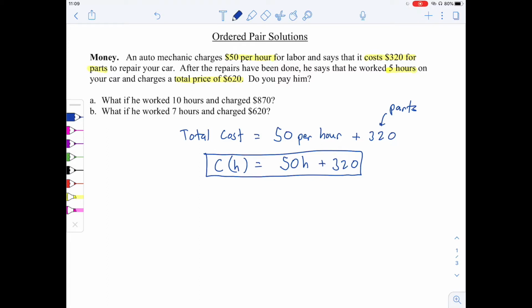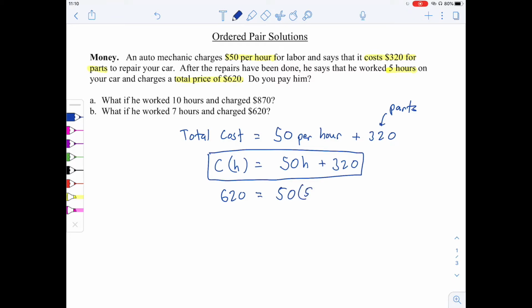So this would be our equation for this situation. Then we're going to look at if he charges you $620 for 5 hours, will you pay him? So our cost, $620, equals 50 times 5 hours, plus 320. Does that make sense? Is that going to come out? So we got 620 equals 50 times 5, which is 250, plus 320. Does that come out to 620? So 250 plus 320.